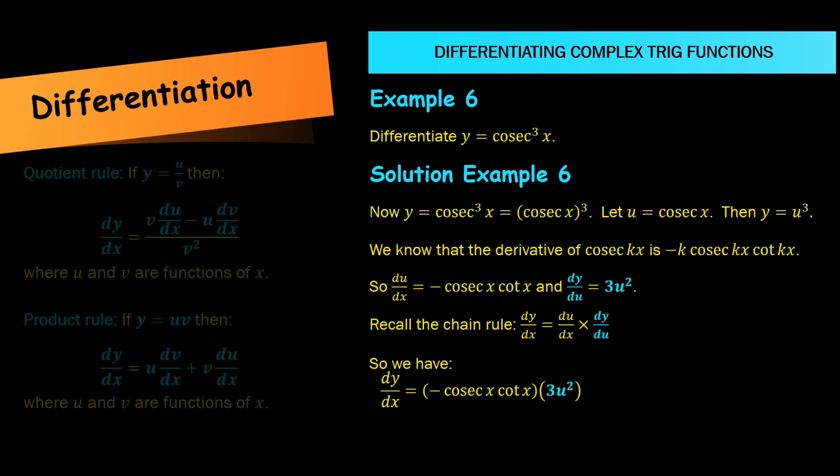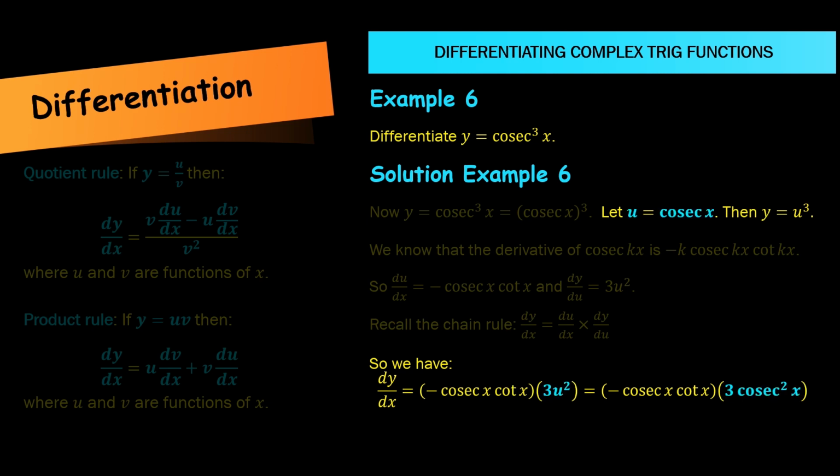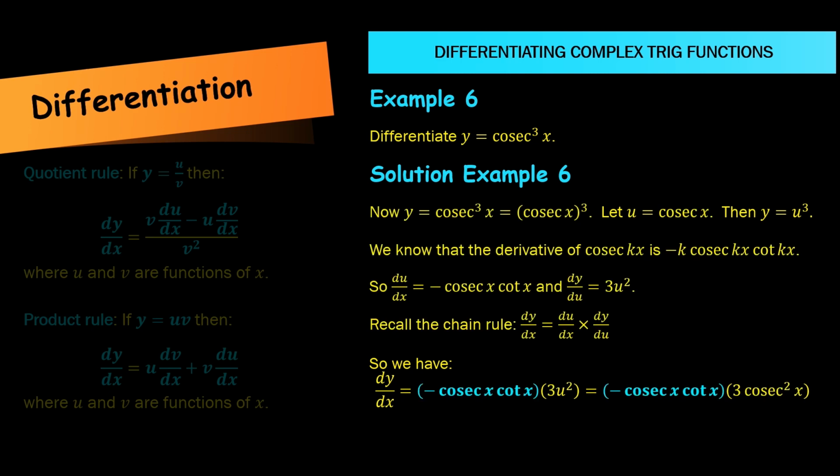We need to express this in terms of x, as shown here. And so if we tidy up, we obtain minus 3 times cot x times cosec cubed x.